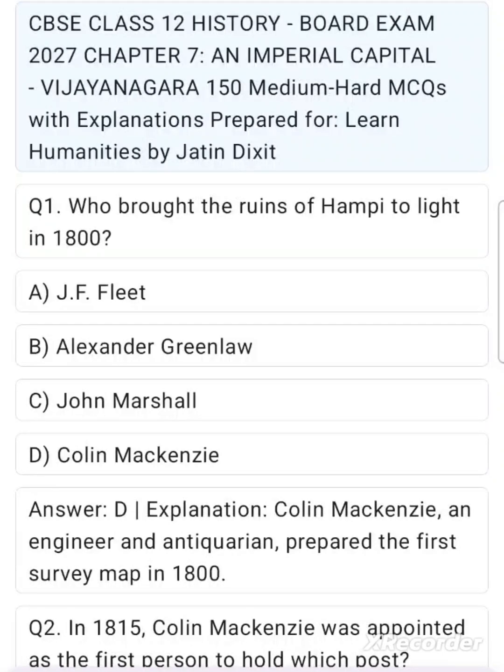CBSE Class 12 History, Board Exam 2027. Chapter 7, An Imperial Capital, Vijayanagara. 150 Medium to Hard MCQs with explanations.